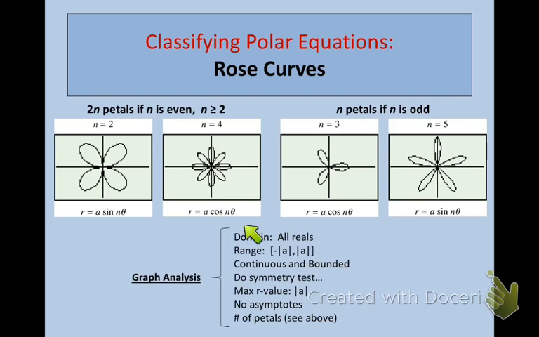Maximum radius value is your A, just like on the circle. No asymptotes. And then the next note to make is that the number of petals to expect depends on whether you have an even multiple of theta or not. If you have an even multiple of theta, you will have double that number of petals. If you have an odd multiple of theta, you will have exactly that number of petals. If you want to copy this down and you didn't get it, please look in the textbook for section 6.5. We'll have all this.